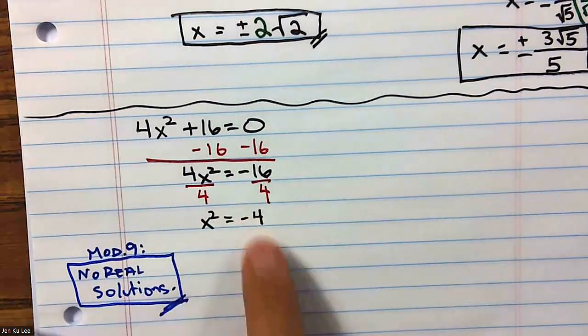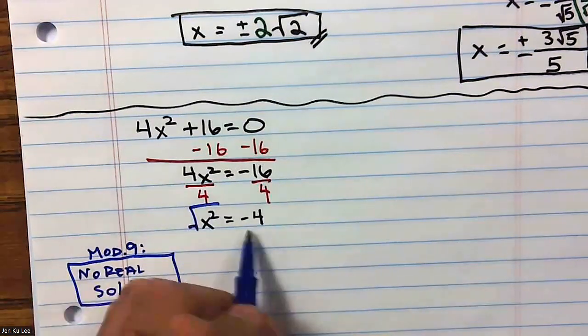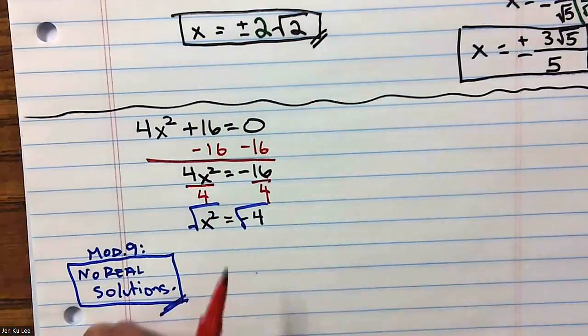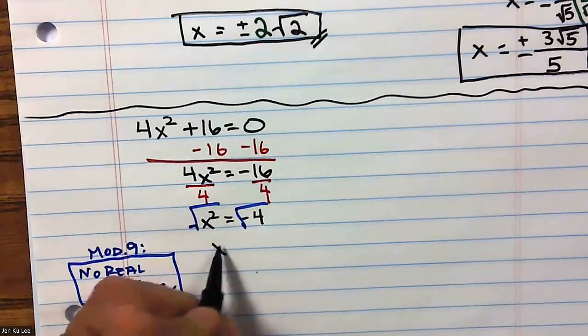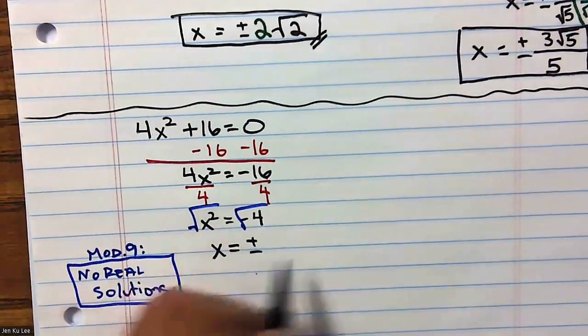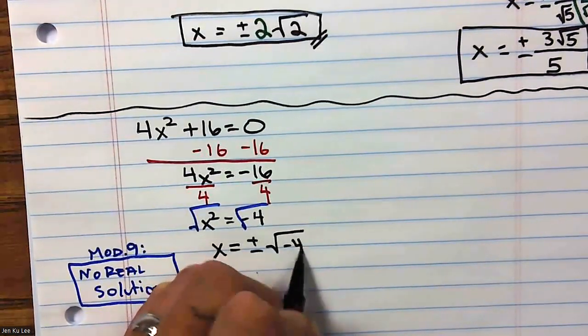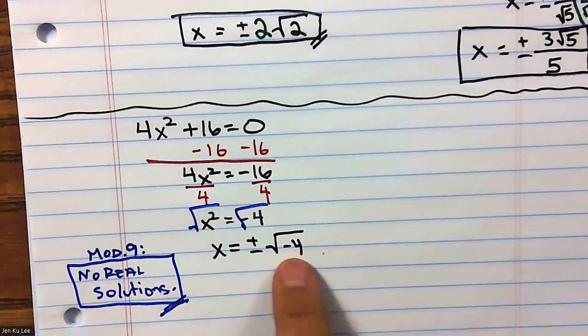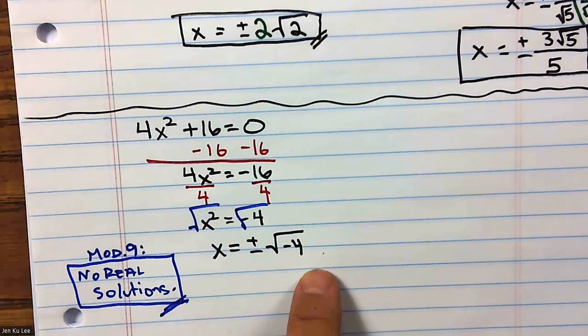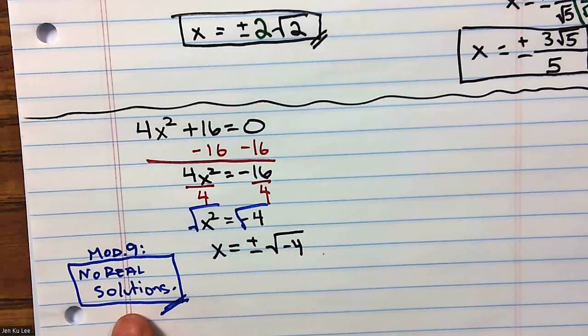Because I know if I square root it, well, let's just go ahead and square root it. Then I have x is equal to plus or minus square root of negative 4. And then I can say, oh, there's no such thing as square root of a negative number. So it's no real solutions, right? But wait.